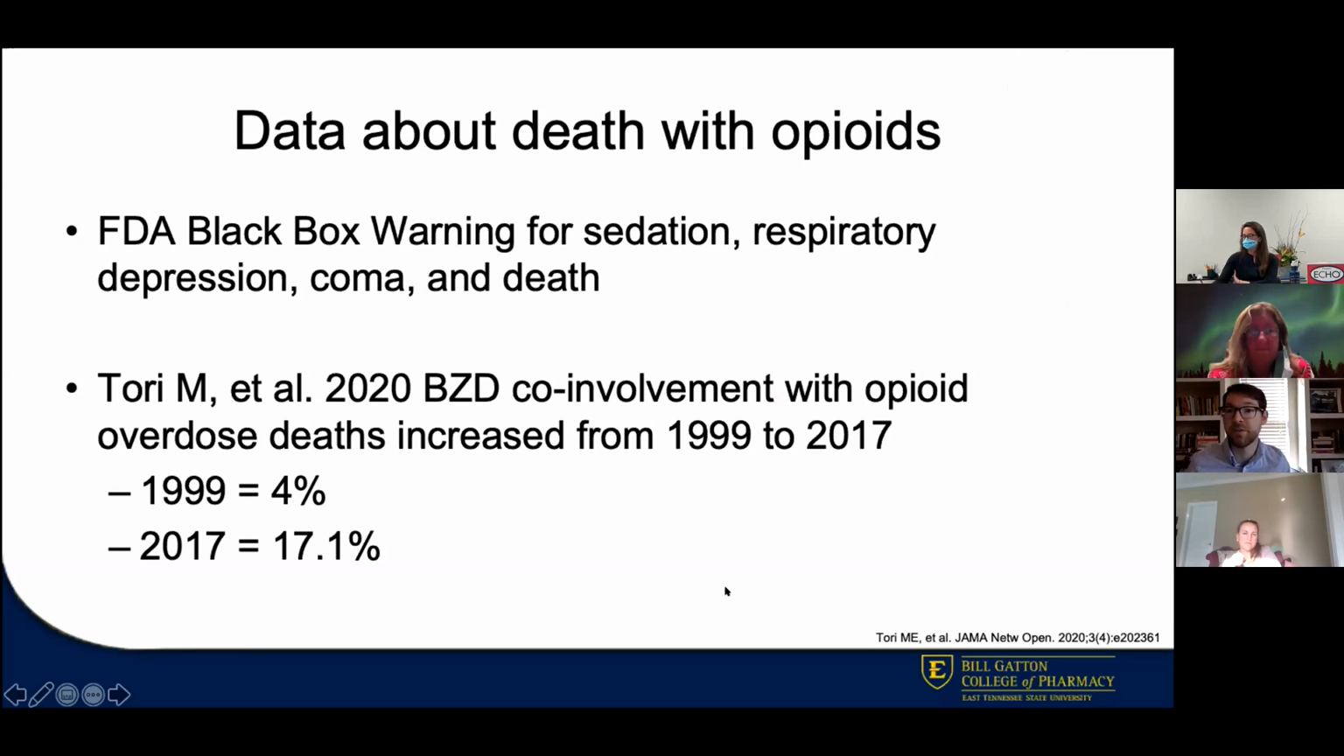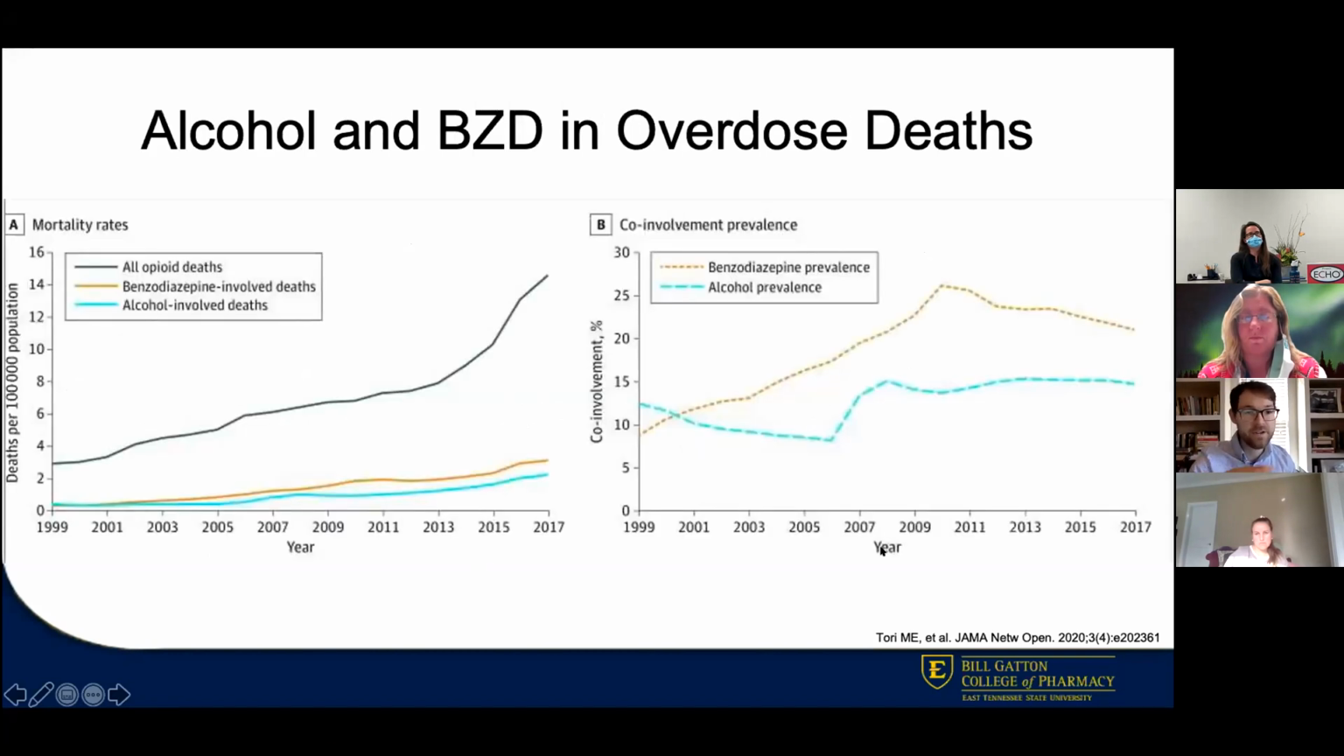And speaking of benzodiazepine co-involvement with overdoses, there was a study by Tori and colleagues that was published really recently in 2020 in JAMA Network Open, and they looked at benzodiazepine co-involvement with opioid overdose deaths from the period of 1999 to 2017, and you can see what a significant increase it was there, from 4% co-involvement in overdose deaths up to 17%. So it's pretty significant there.